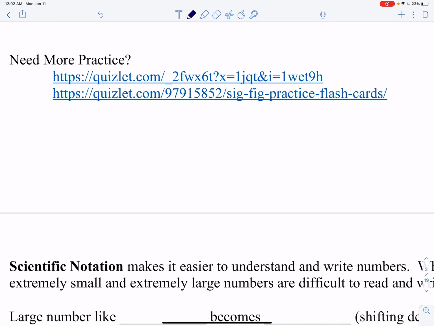If you felt like you wanted more practice with sig figs, we have two Quizlets that will definitely help.